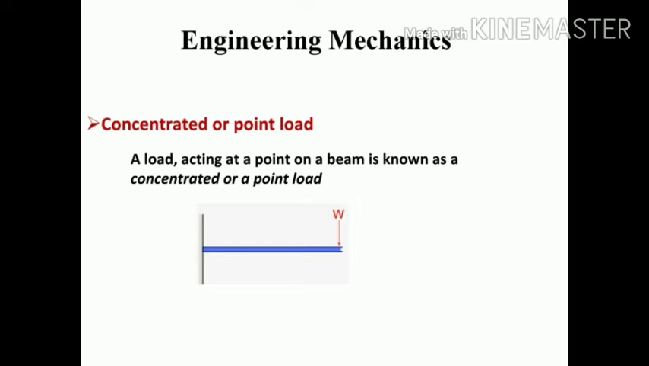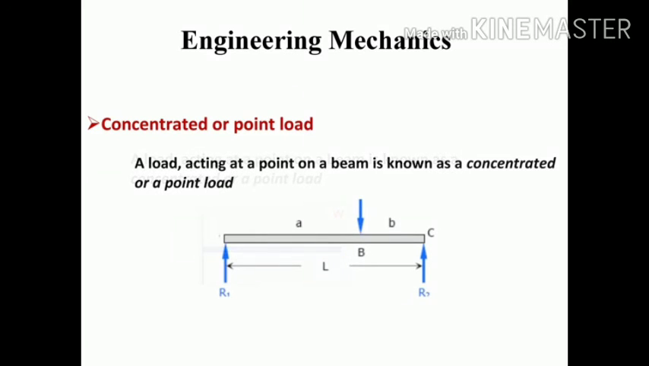Concentrated or point load: the load acting at a point on a beam is known as a concentrated or point load. Here we can see a cantilever beam, where one end is fixed and the other end is free, and a load W is acting on the free end. That is one kind of concentrated point load on a cantilever beam. Here we can also see a concentrated point load, but on a different kind of beam. It is a simply supported beam.